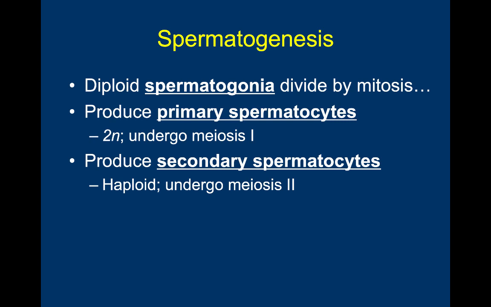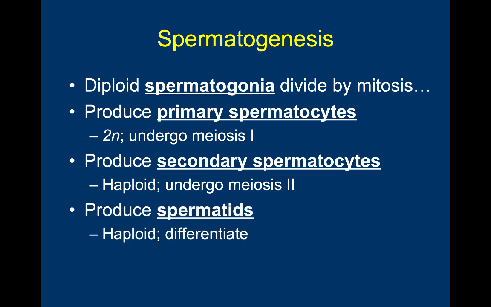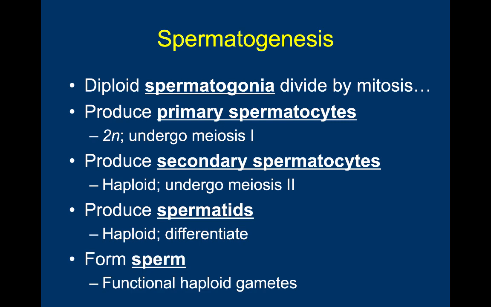So the secondary spermatocytes are the result of meiosis 1. They're haploid. And they're the cells that go through meiosis 2 to produce what are called spermatids. Now, spermatids are, genetically speaking, perfectly viable as sperm cells, but in logistical terms, they're not quite there yet. Spermatids have to go through a differentiation process to become sperm cells, which are then able to fertilize the female gamete.